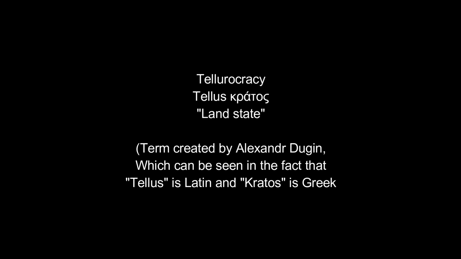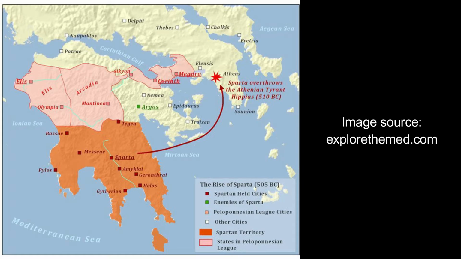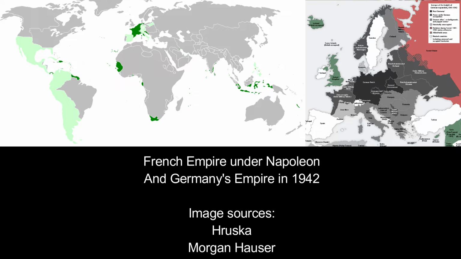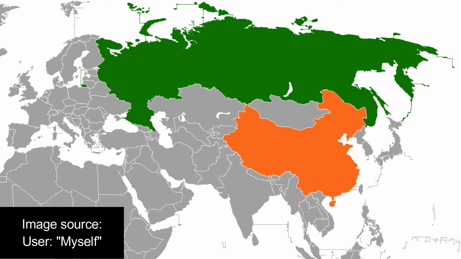However, a telluriocracy is the exact opposite of that. That's basically a land power. In the ancient world, the example would have been ancient Sparta. In more modern times, you would have had France and Germany, because although they had colonies in different places, most of their focus was on what was happening on the continent of Europe. And in the present era, the main telluriocracies would be Russia and China.